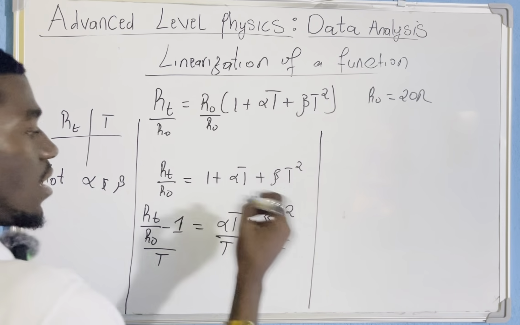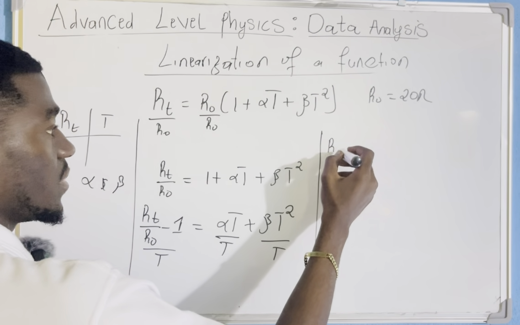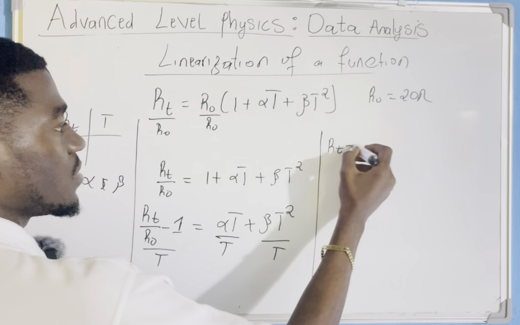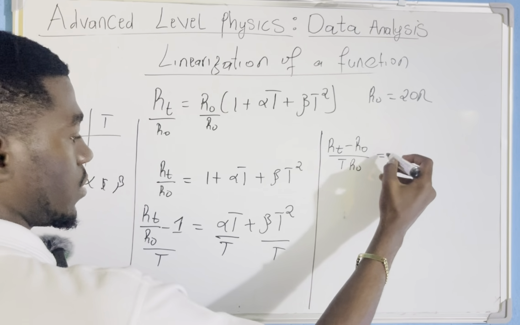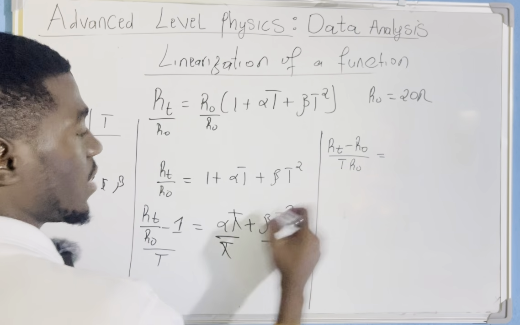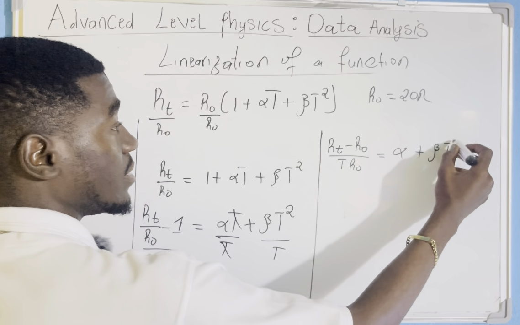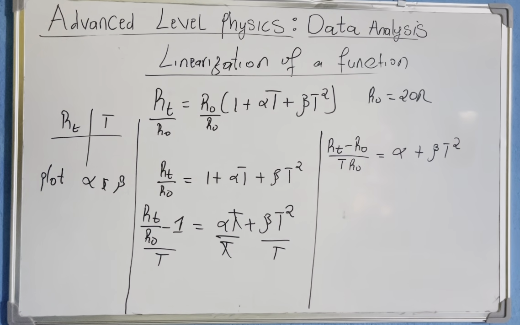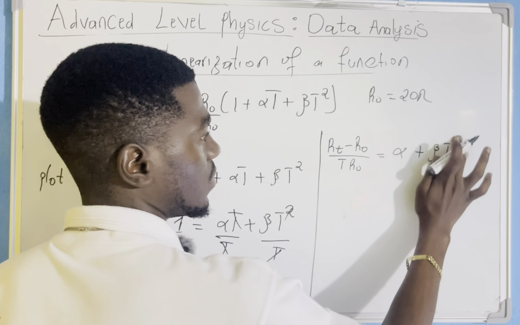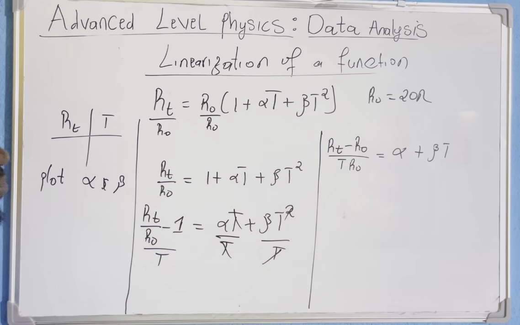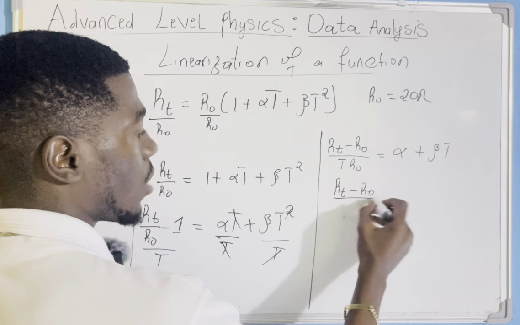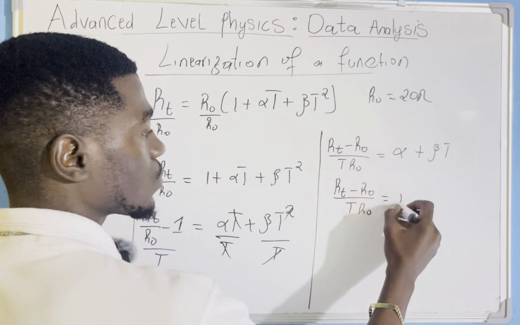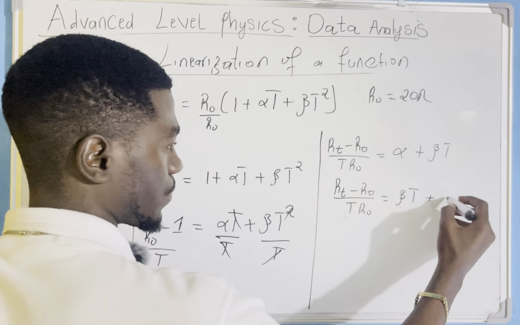By dividing all through by t, I'll have R_t. Let me do the LCM. (R_t minus R_0) all over t R_0 equals what? The t cancels here, so I'll have alpha plus beta t. No, the t here cancels one time, so beta t. As easy as that. You see that? You have it. So therefore, I will have (R_t minus R_0) all over t R_0 equals beta t plus alpha.